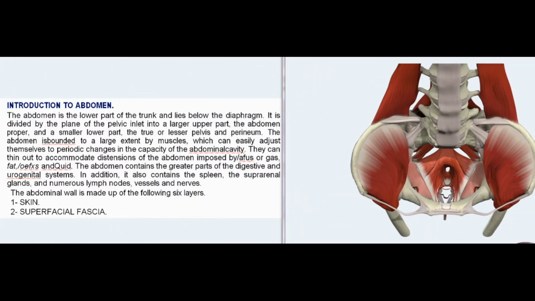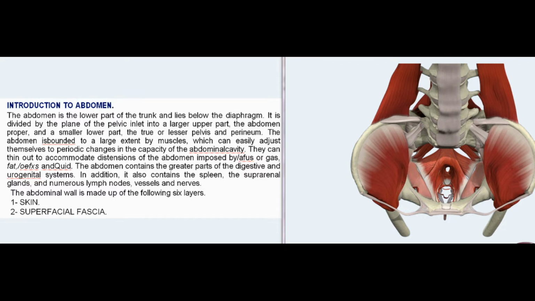Introduction to Abdomen. The abdomen is the lower part of the trunk and lies below the diaphragm. It is divided by the plane of the pelvic inlet into a larger upper part, the abdomen proper, and a smaller lower part, the true or lesser pelvis and perineum.